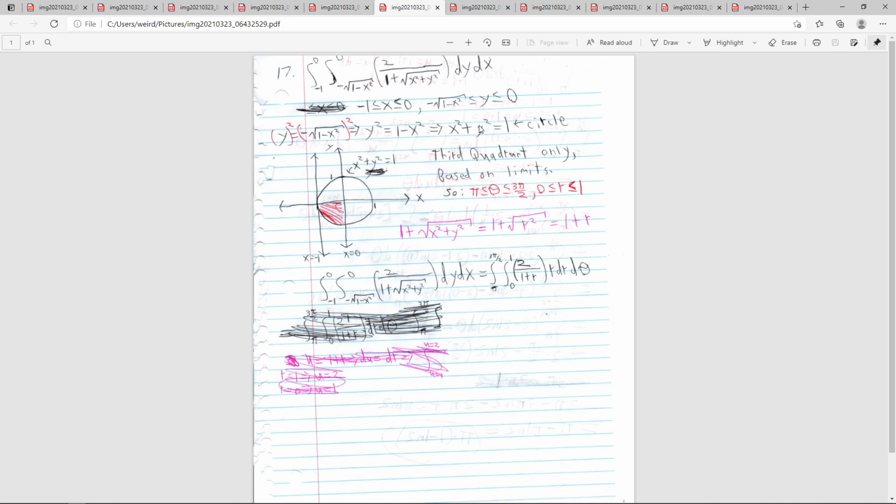Okay, this one is a little bit of an odd angle. So negative 1 to 0, negative square root of 1 minus x squared to 0, 2 over 1 plus the square root of x squared plus y squared. It's easy to figure out what this is if you just understand. x equals negative 1 to x equals 0 will be the limits, so x is never positive.